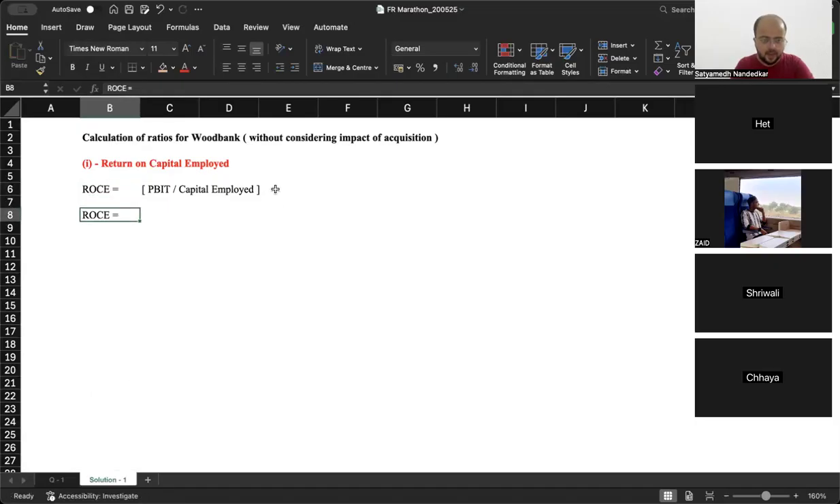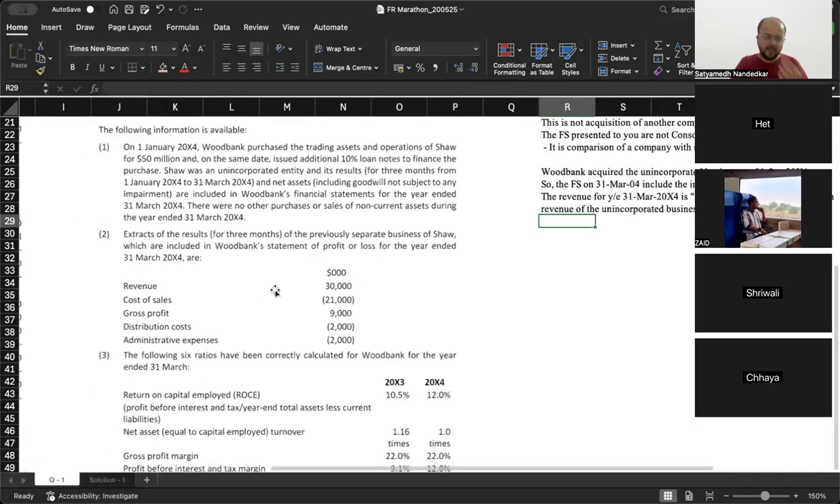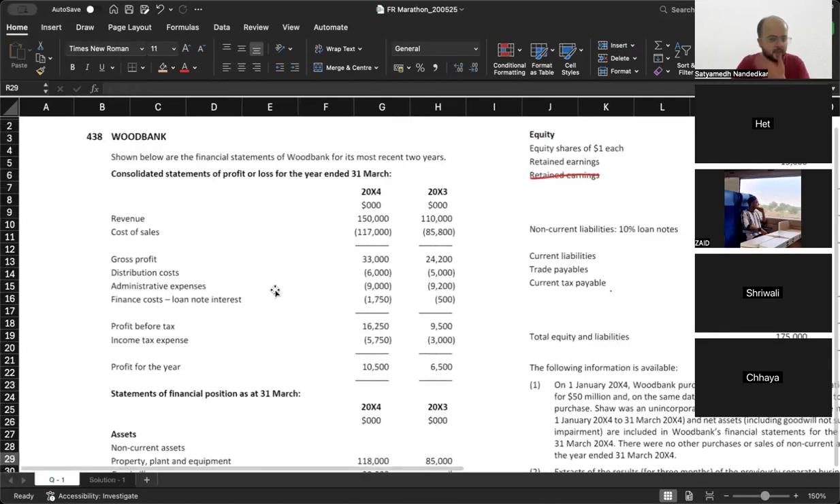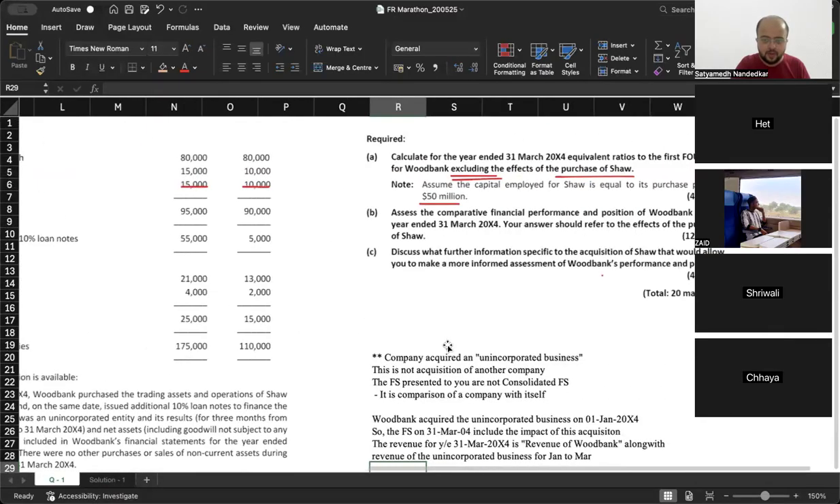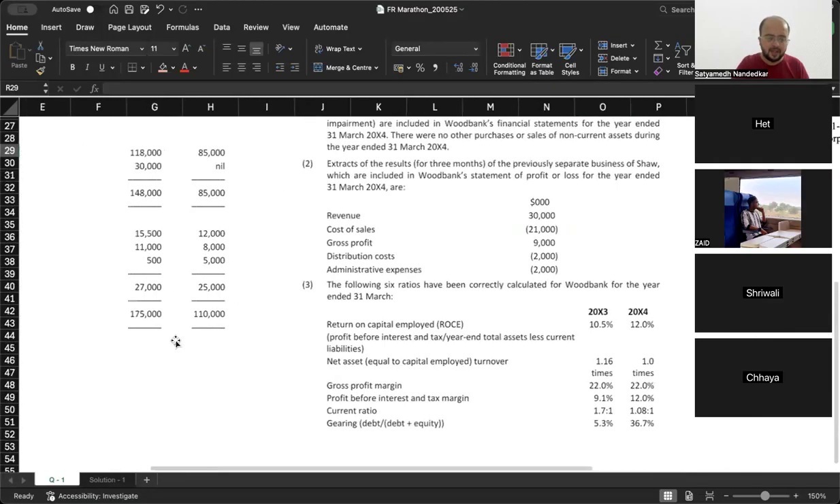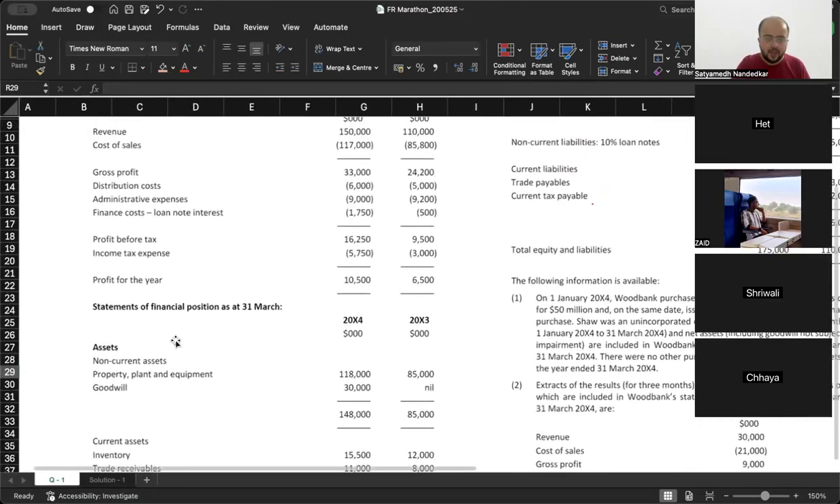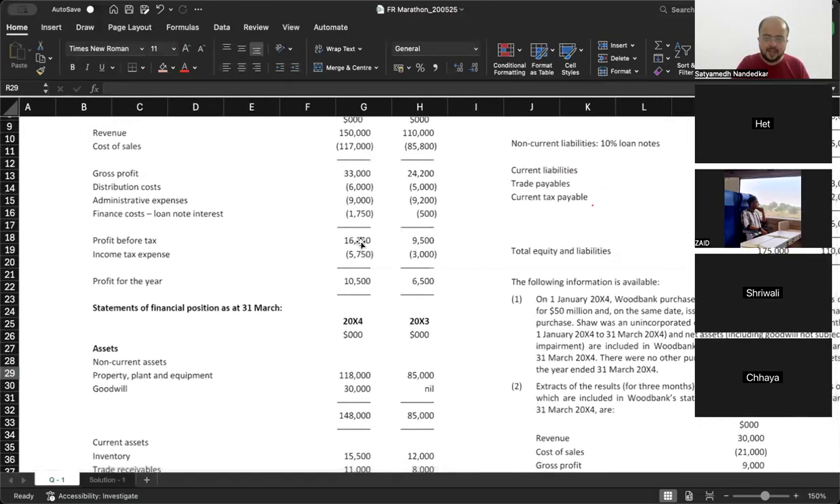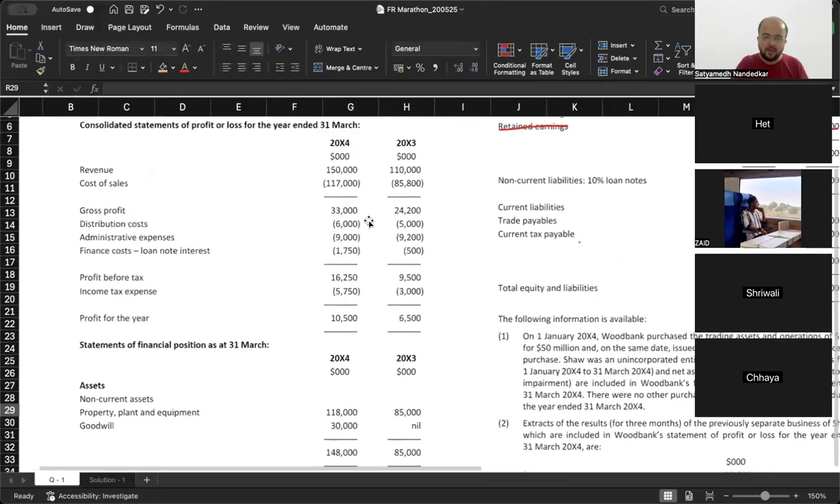Okay. First of all, what is the total PBIT of Wood Bank for 2004? The total profit before tax is 16,250. What do they want in the formula? They want profit before interest and tax. How can you calculate profit before interest and tax? To 16,250 you will have to add back 1750. Do you agree?